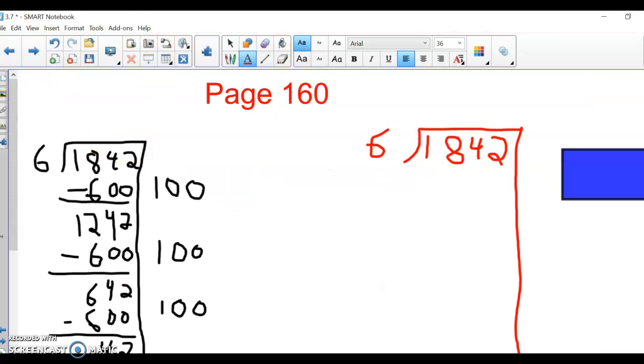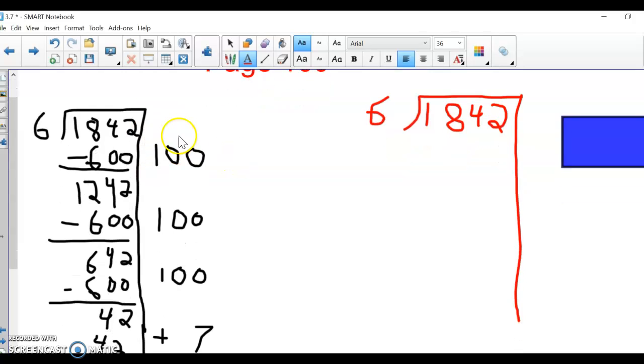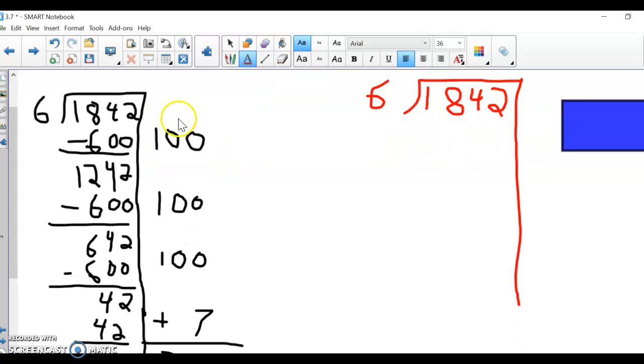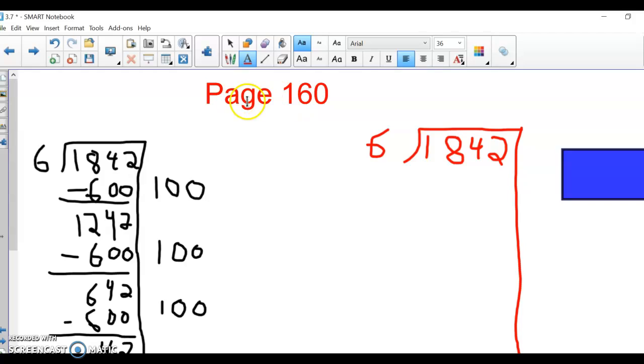I've already done problem number 3 for you here, but let's look at really what we did, and we want to do it in the least possible amount of steps. But sometimes we don't, and your work might look like this for 1,842 divided by 6. And remember, this is page 160. This is number 3. Let me explain what we did here. We had 100 groups of 6 that we needed to take out of 1,842. So we take out 100 equal groups of 6, and that means we subtract 600.